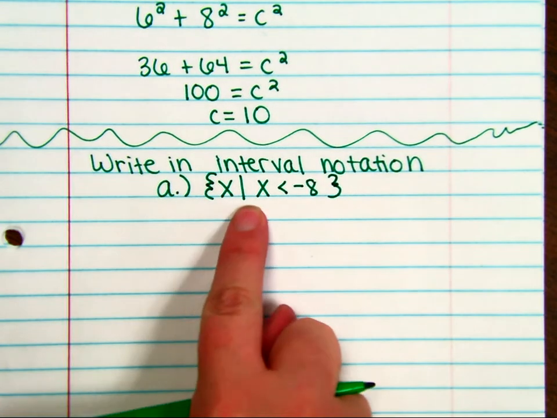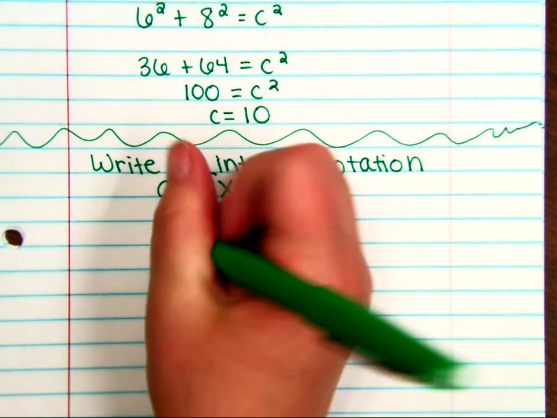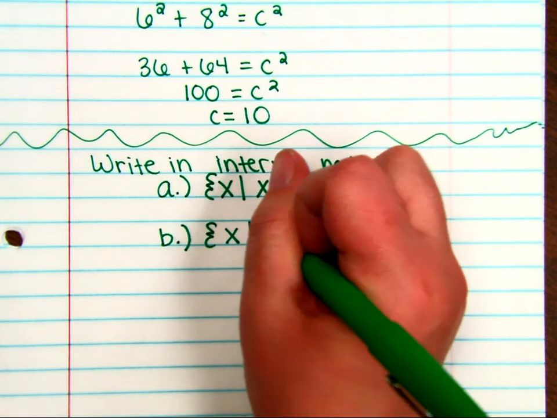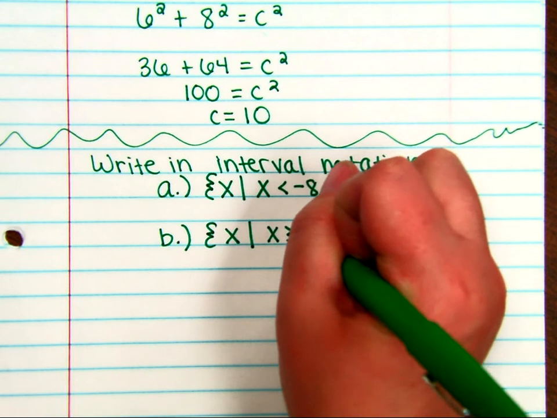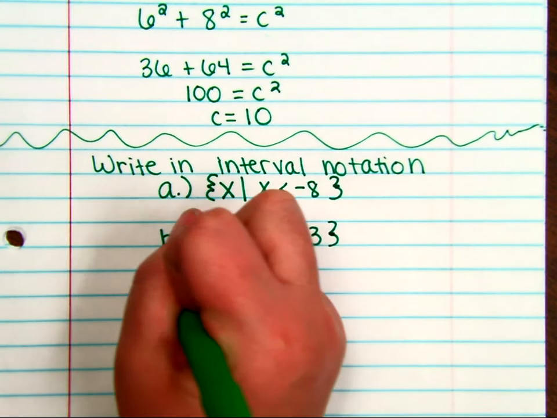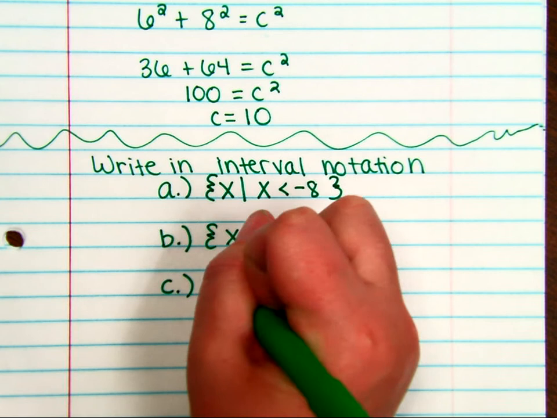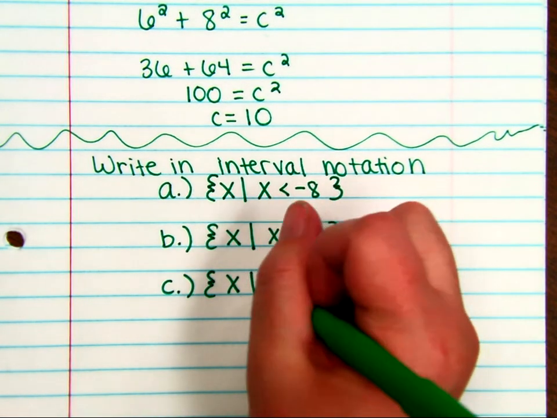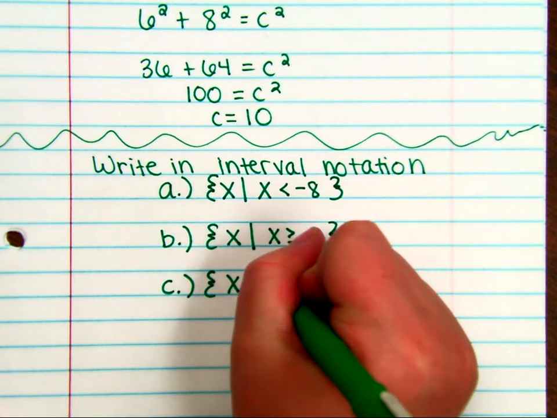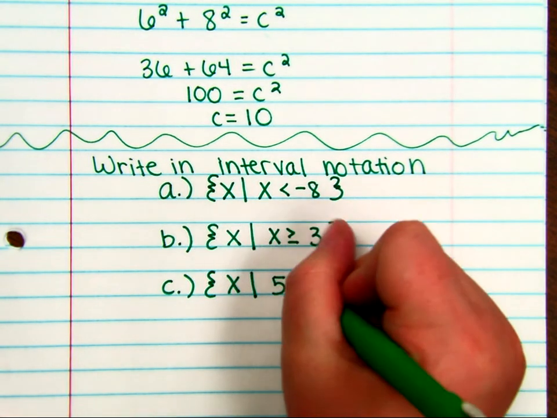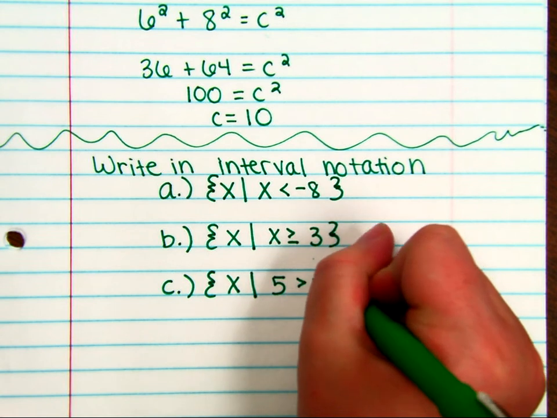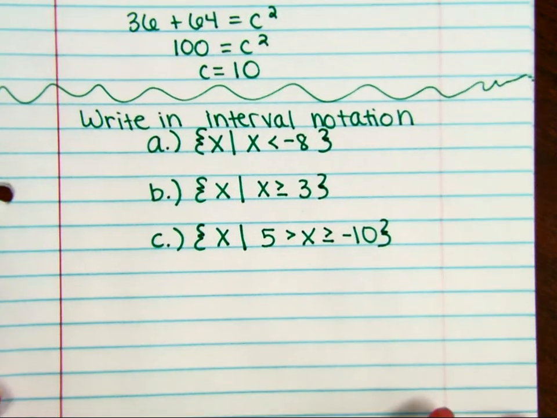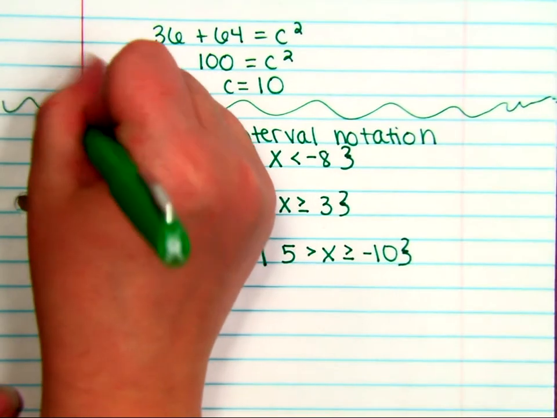So x such that x is less than negative 8. X such that x is greater than or equal to 3. X such that five is greater than x, which is less than or equal to negative 10. So that would be first problem.